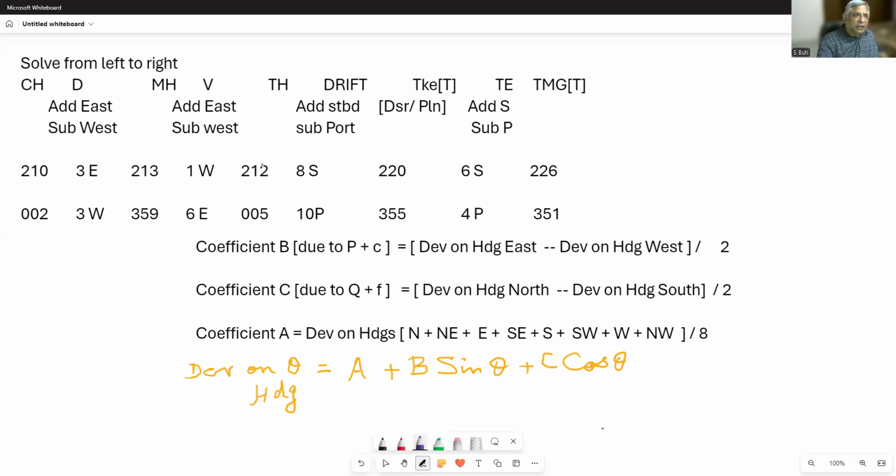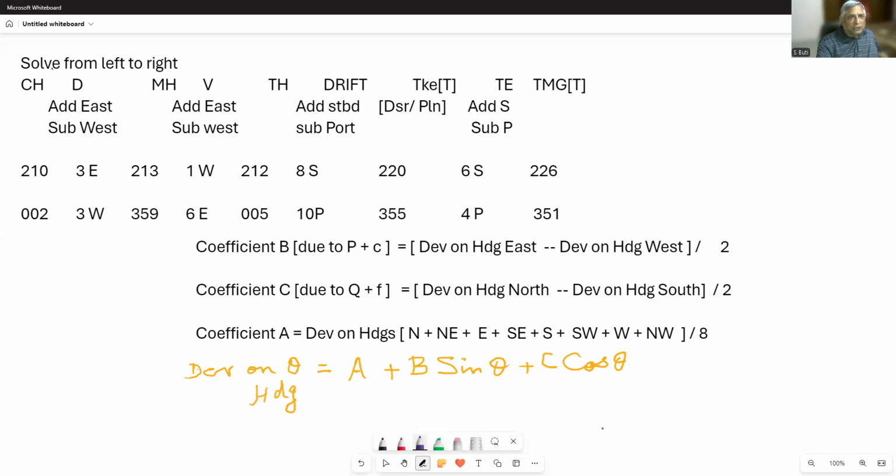Then read the variation from your maps and charts, isogonals, lines joining places of equal variation, and note down the variation in the area which we are flying. Variation is 1 west. Then I will fly a magnetic heading of 213 and read your deviation card. If the deviation is 3 east, I will fly a compass heading of 210.